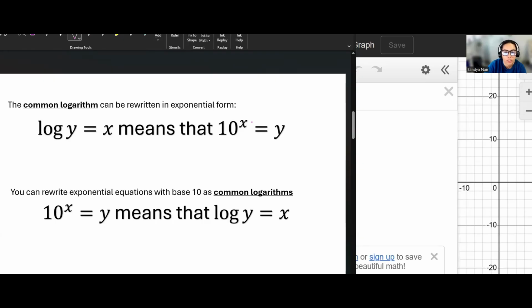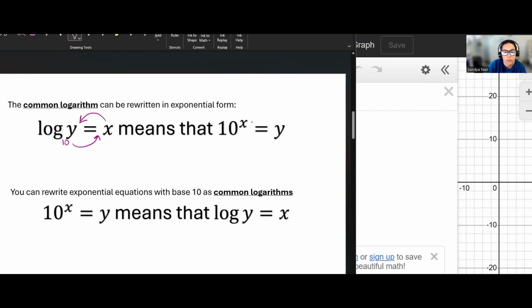If we have the log of y equals x, that means 10 to the x equals y. We know that because the base here is going to be 10, and if we draw in our arrows, we can convert this to exponential form, 10 to the x equals y. You can rewrite exponential equations that have a base of 10 as common logarithms.